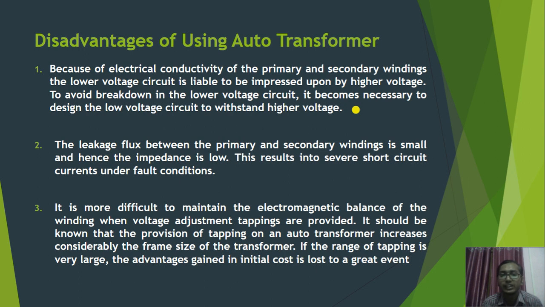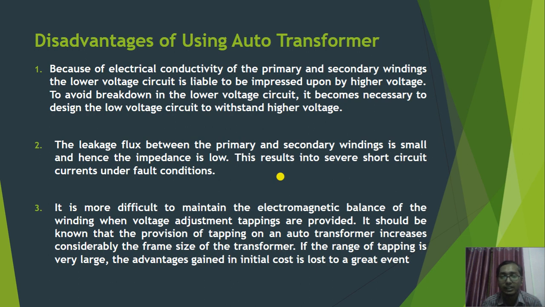Second, the leakage flux between the primary and secondary windings is very small, and hence the impedance is very low. So severe short circuit currents under fault conditions can occur. Since we have a very small amount of impedance, more current can flow through it under faulty condition. So if a fault occurs, then the whole winding of the transformer will burn out due to the severity of the current.